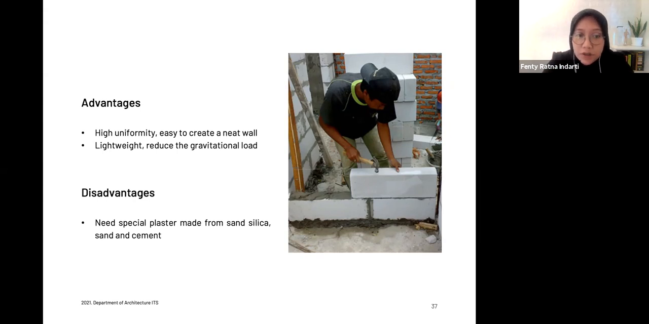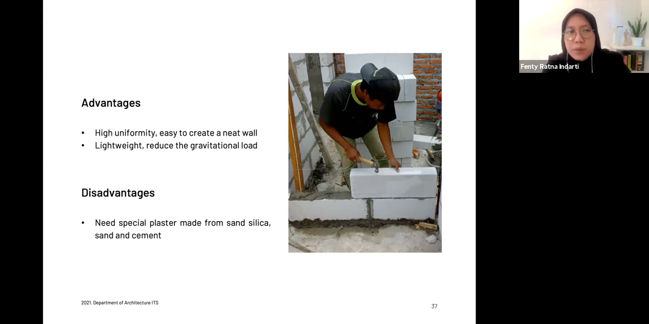But the disadvantage of this one is that it needs a special plaster made from sand, silica sand, and cement. So it doesn't use the same plaster as the concrete brick or the clay brick. It uses a different type of attachment, so sometimes not all craftsmen are able to do it, for example in a rural area. But in a bigger city, I think almost all craftsmen are able to use this type of material.